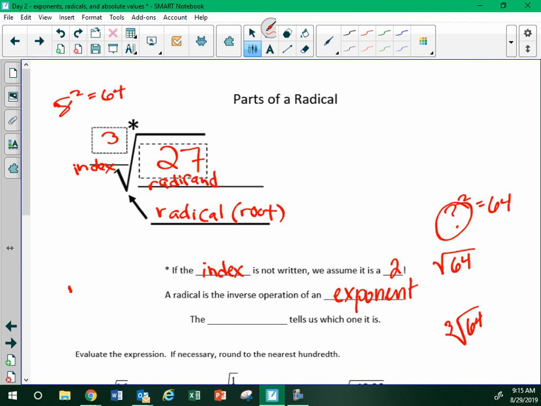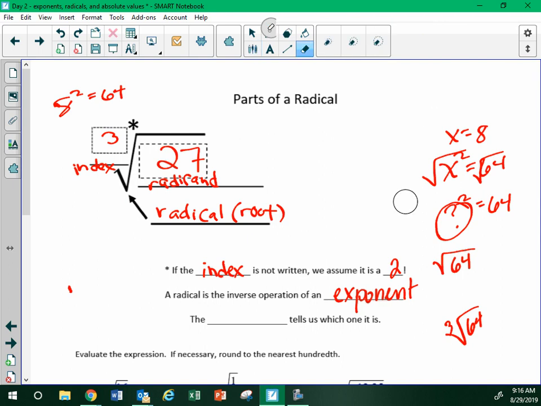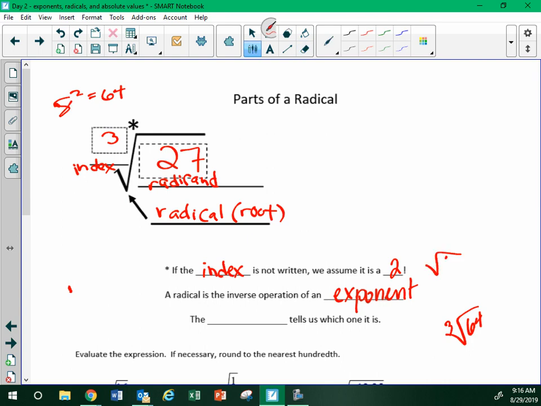So when it's a square we don't write in the 2, you can write in the 2, it's not necessary though. But what this means is we're saying, all right, I have x squared equals 64. We're solving to find x. So we would square root, and we would get x equals, so the square root of 64 is 8. We're finding square root, but what it means is we're trying to find that number there. And the index tells us what exponent it is.